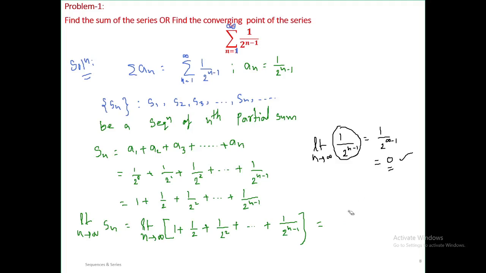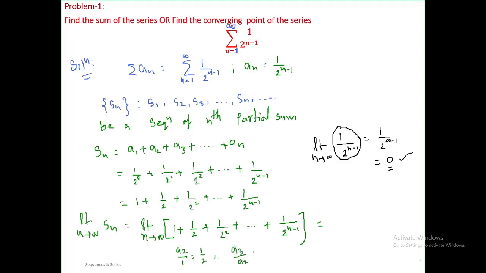So here, what is the limit of this value as n tends to infinity? Since it is a geometric series, look at the second term divided by the first term: a2 divided by a1 is 1 by 2. And similarly a3 divided by a2.